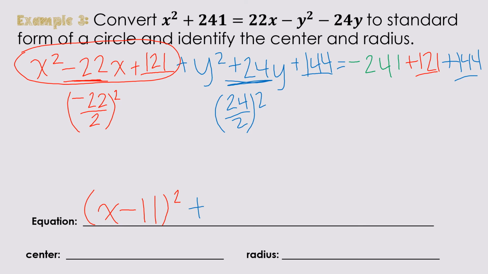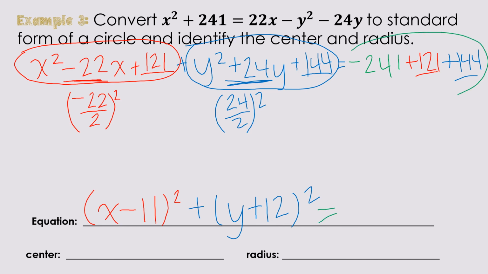Same concept for the y squared portion. It's going to be y and then half of b. So b was 24, so half of that is +12 squared, and then equals, and then we're going to combine -241 with 121 and 144, which is 24. You should never get a negative number at that point, because if this number represents r squared, there's no number squared that can be a negative.